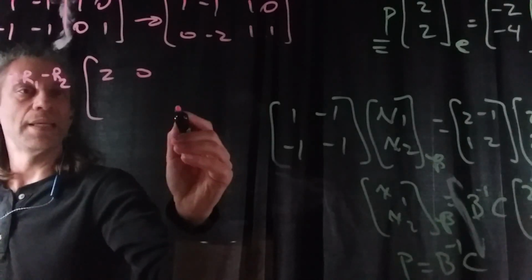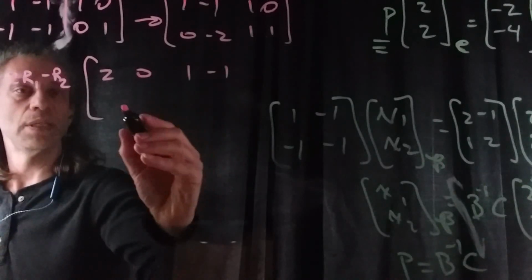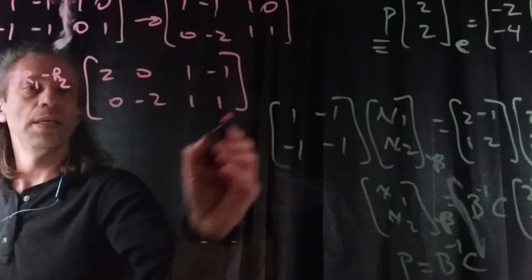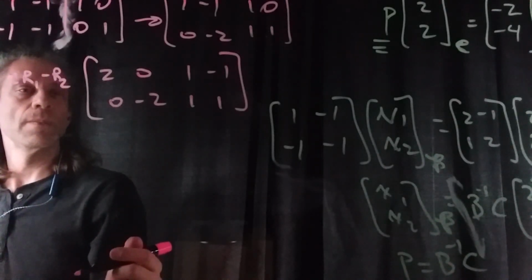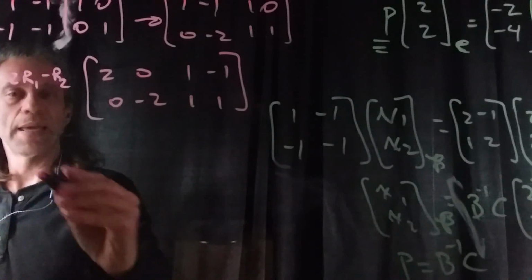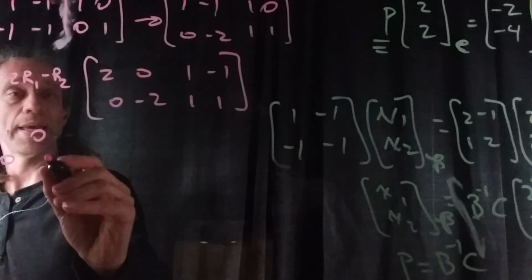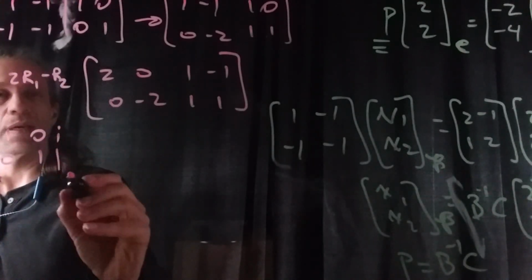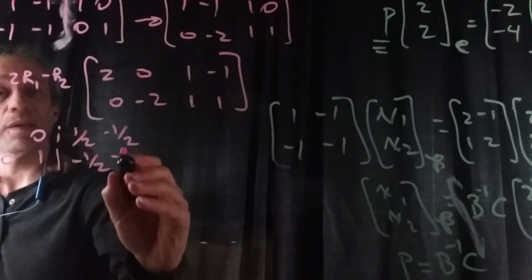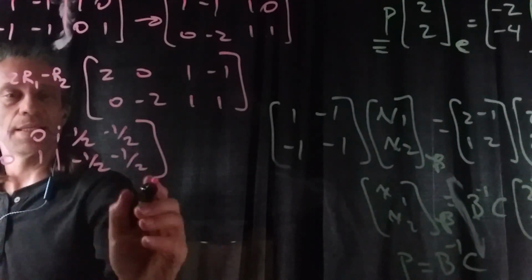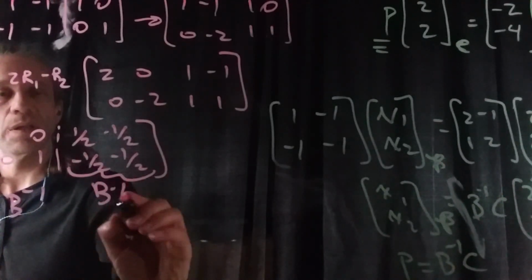2 of those minus 1 of those, that's going to be still 1. 2 of those minus 1 of those, that's going to be a -1. And then we have 0, -2, 1. And then finally we can scale the first row by a half, second row by a negative a half. We'll get half, negative a half, negative a half, negative a half. There it is. That's the inverse. That's B inverse.